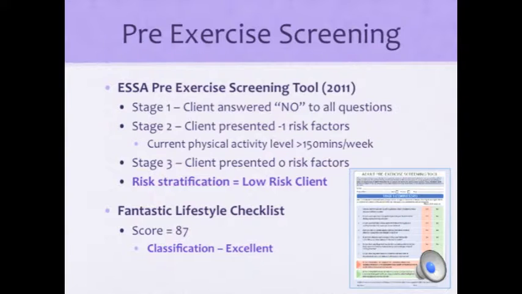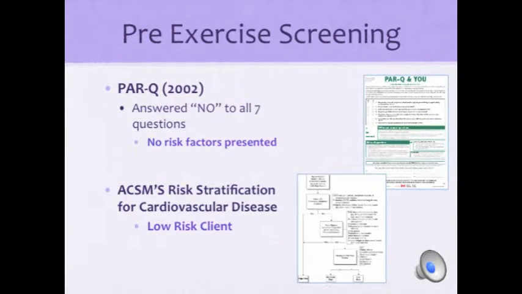4 pre-exercise tests were used to ensure a comprehensive and reliable selection of past medical history, current lifestyle, and physical activity information. My client answered no to all 7 questions in Stage 1 of the ESSA screening tool. She also presented -1 risk factors for Stage 2 and 0 risk factors for Stage 3, indicating she was a low-risk client. On the Fantastic Lifestyle checklist, my client was classified as excellent with a score of 87. The PAR-Q screening tool indicated no risk factors present, as the client answered no to all 7 questions, as well as being classified as a low-risk client for cardiovascular disease following the ACSM's risk stratification.